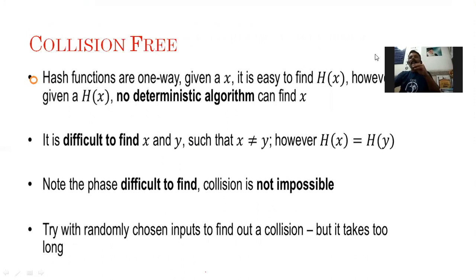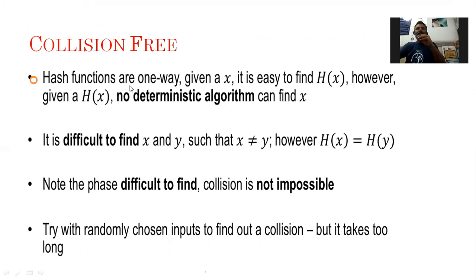Collision free means hash function H(x) is such that it is difficult to find x and y such that if x and y are different, the hash codes should not be the same. So it should be difficult. Note the phrase: difficult to find.